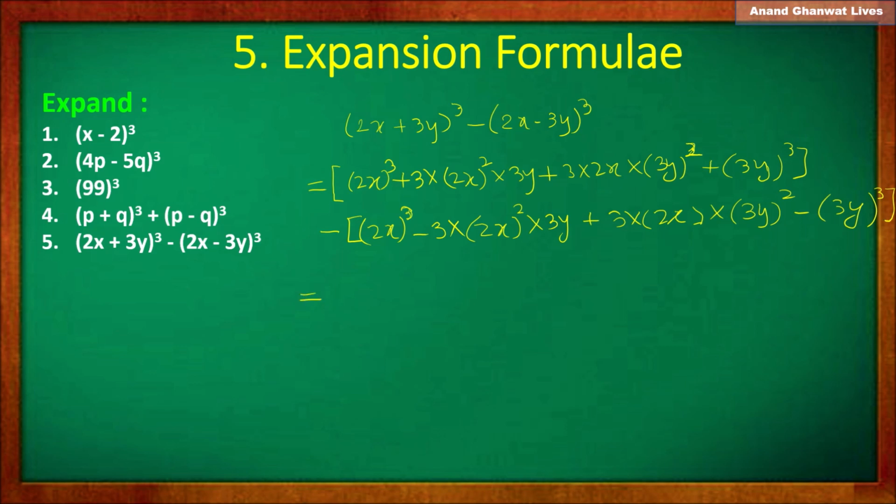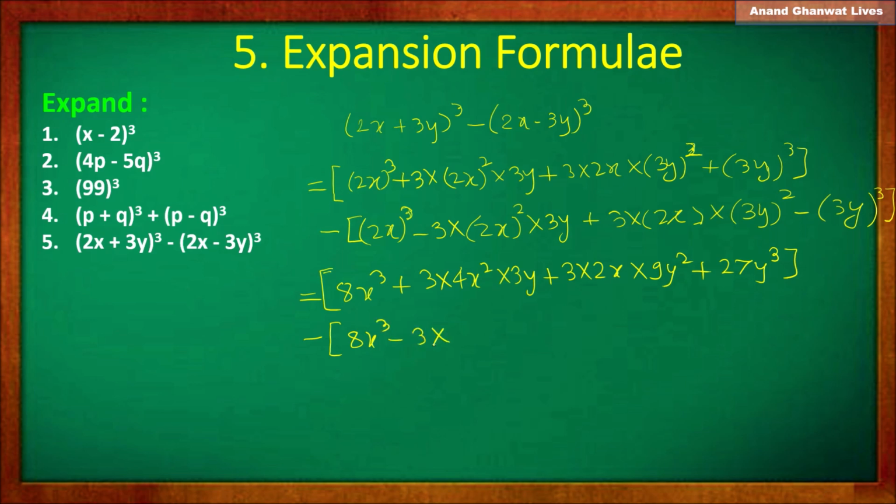Okay, so the cube of 2x, that is 8x cube, then plus 3 into the square of 2x, that is 4x square, into 3y plus 3 into 2x into the square of 3y, that is 9y square, and plus the cube of 3y, it is 27y cube, minus, in square brackets, the cube of 2x, that is 8x cube, minus 3 into 4x square into 3y and plus 3 into 2x into 9y square and minus 27y cube. First complete the product.